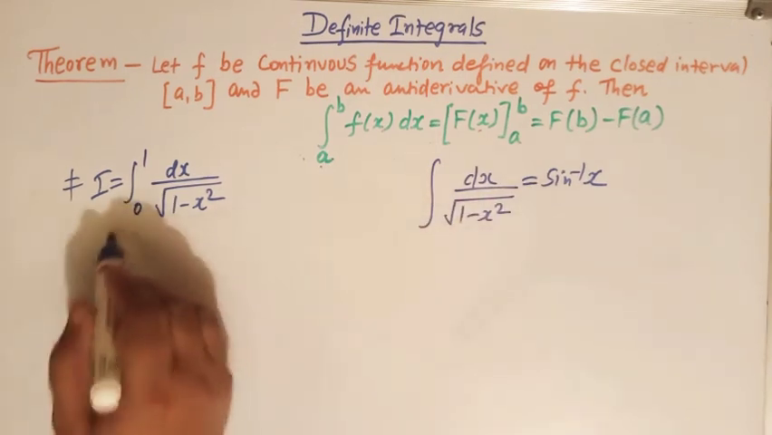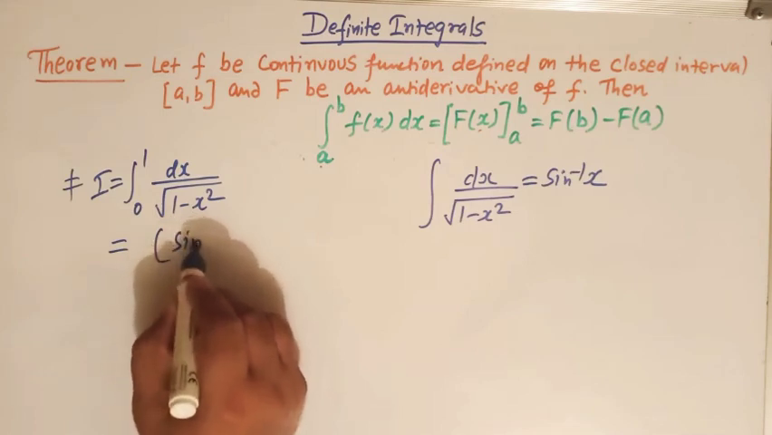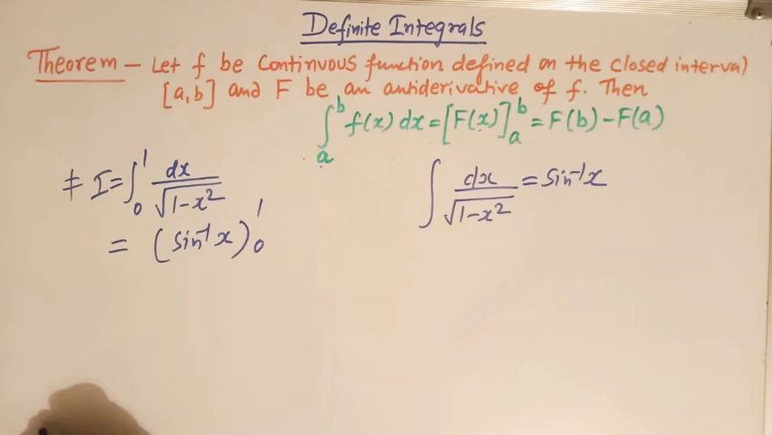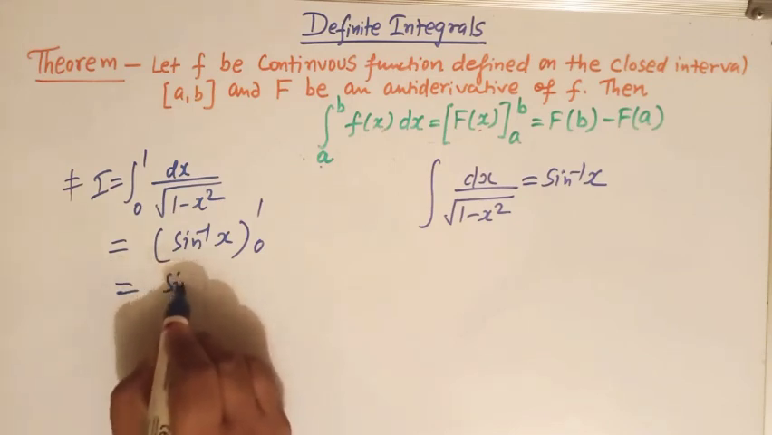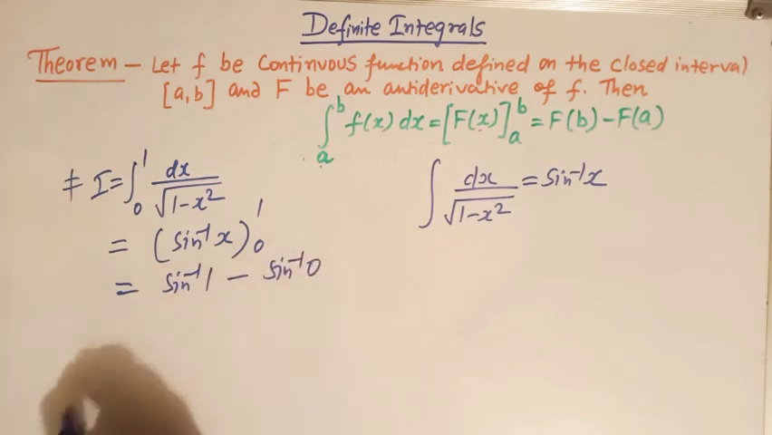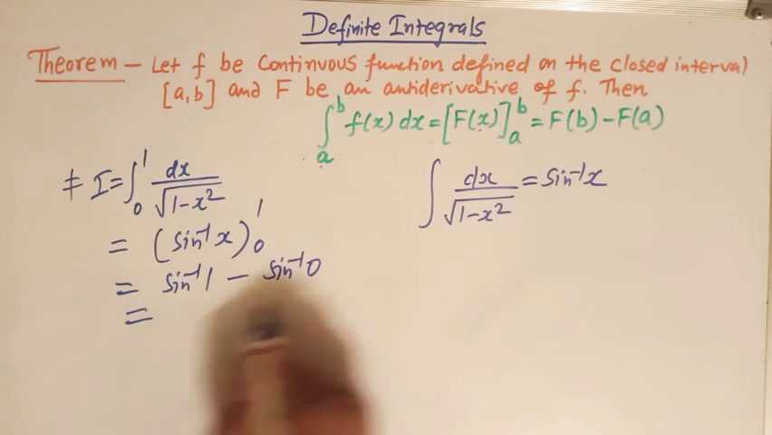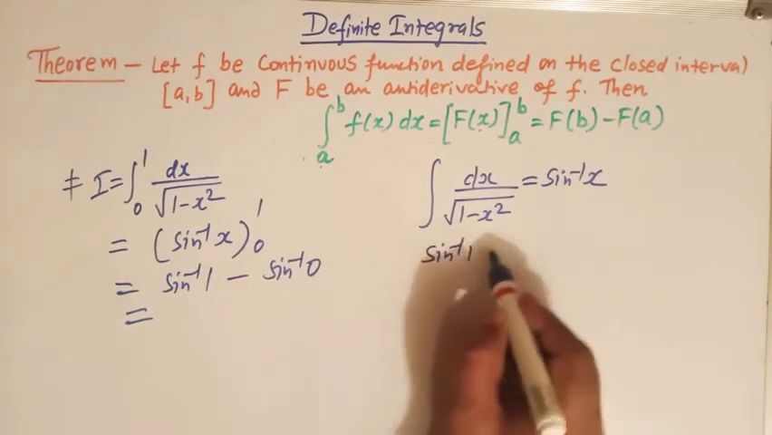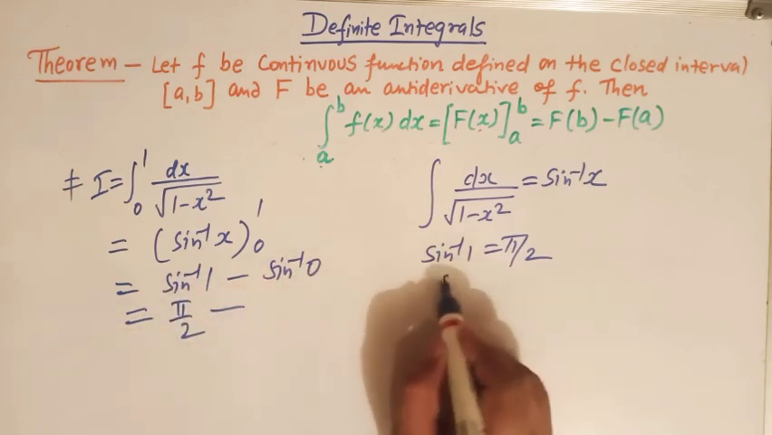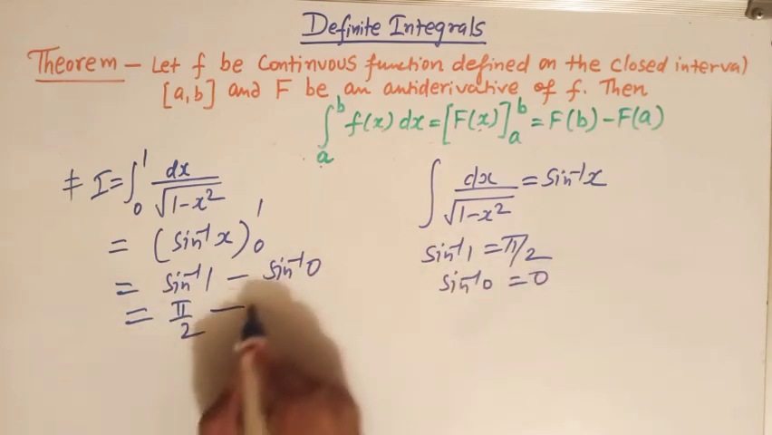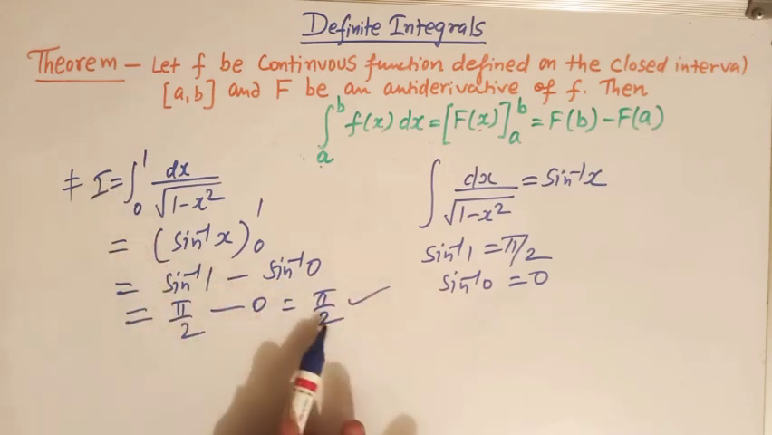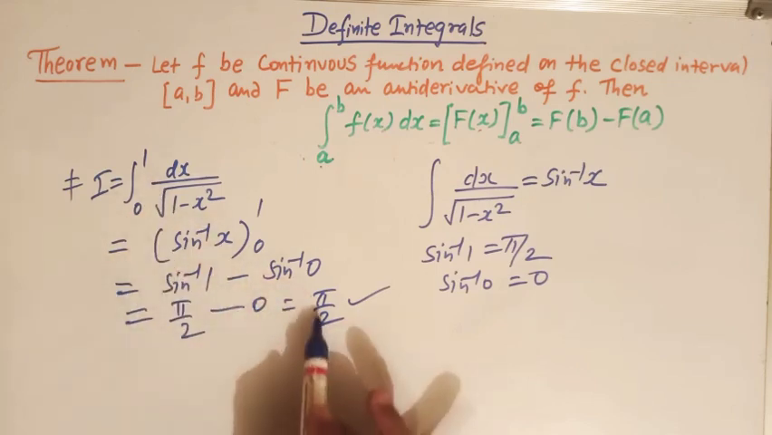So here we have sine inverse of x, and here we have 0 to 1, right? So now we write sine inverse of 1 minus sine inverse of 0. Now we know that sine inverse of 1 is pi by 2. So we have pi by 2 here, and sine inverse of 0 is 0. So this is the value of this integral, that is pi by 2.